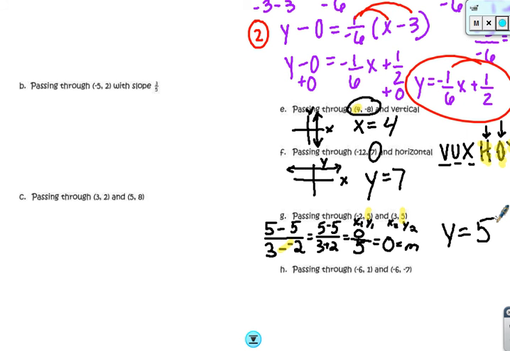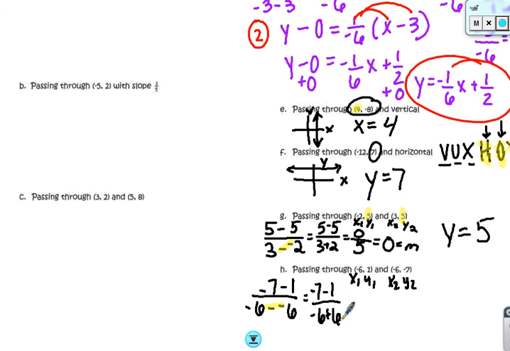Okay, so the very last problem, you have 2 points. So you should always double check and make sure your slope is right. So if we did x1, y1, x2, y2, we would have -7 minus 1 over -6 minus -6. So we know that 2 negatives make a positive. -7 minus 1 over -6 plus 6 gives me -8 over 0. We know that that is a problem because we can't divide by 0 on the bottom of our fractions. So we would say our slope is undefined.